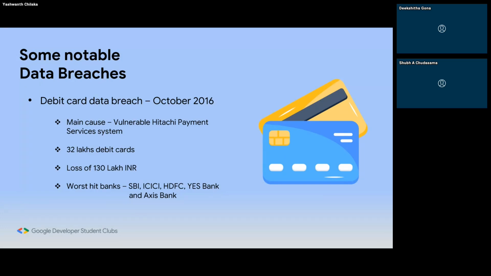And due to those reports, this data breach came into light. And SBI also blocked and reissued 6 lakh debit cards. And this is one of the major times when SBI had to reissue the cards. And the worst hit banks were, as you can see, SBI, ICICI, HDFC, Yes Bank, and Axis Bank.